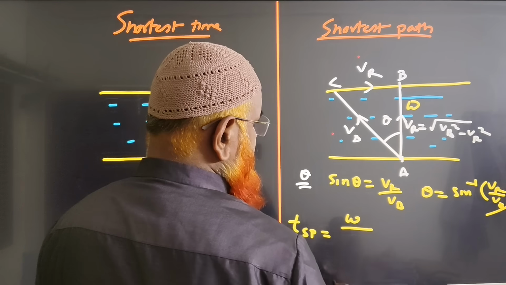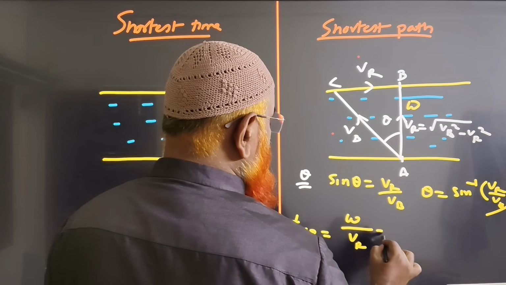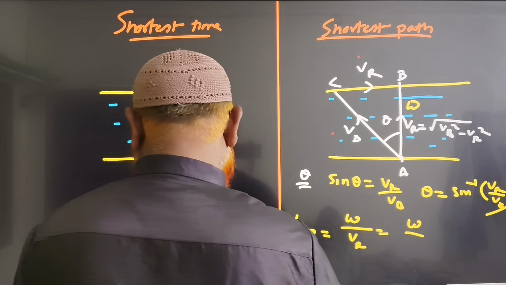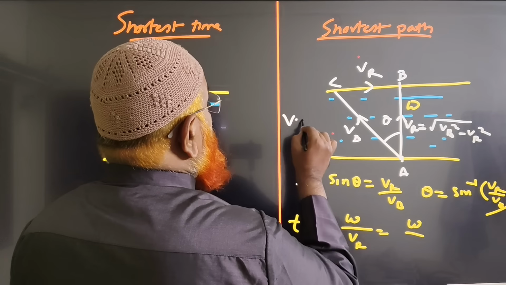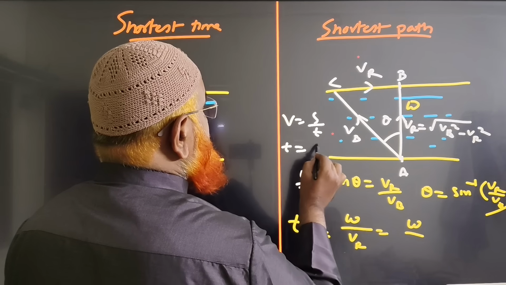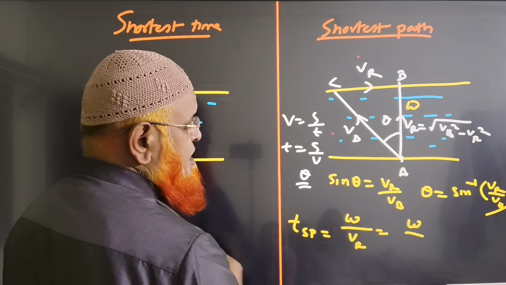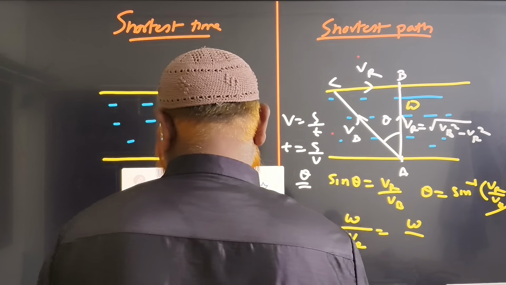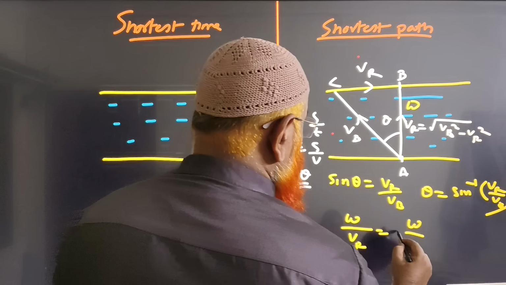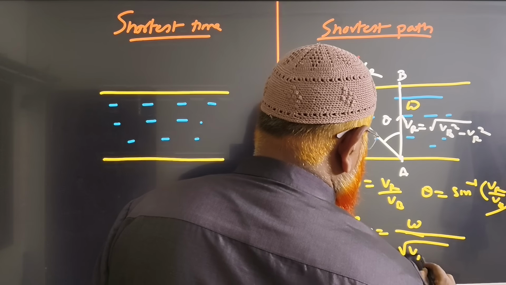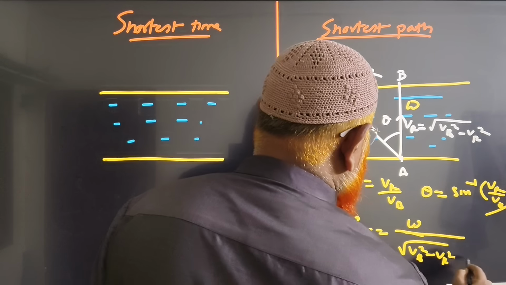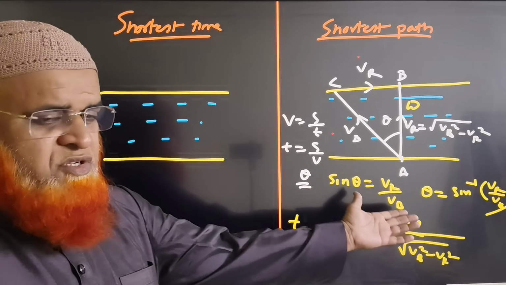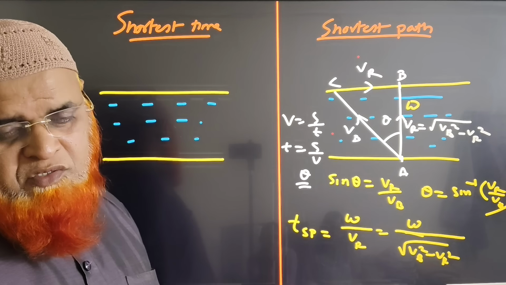So width of a river divided by resultant velocity, because you know the general formula for time: velocity is equal to displacement by time, so time is displacement by velocity. So here displacement is nothing but width, velocity is nothing but resultant velocity, is it? So what is the resultant velocity? It's going to be square root of Vb square minus Vr square. Got the time, got the direction, got the resultant velocity also.